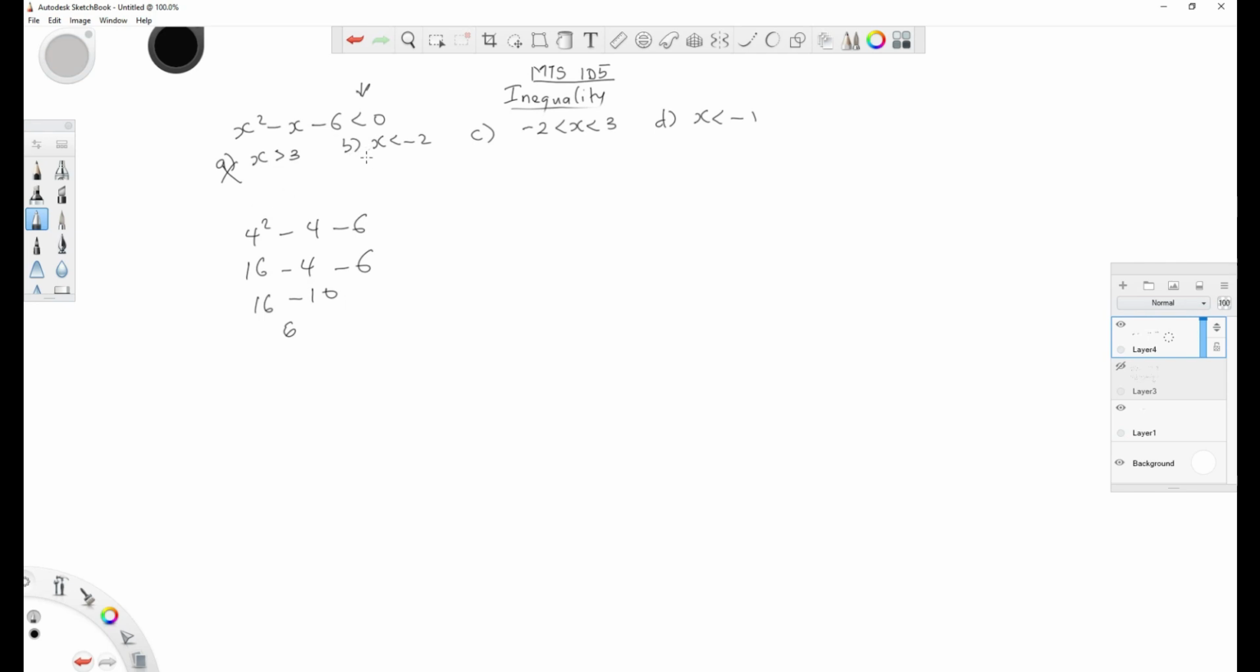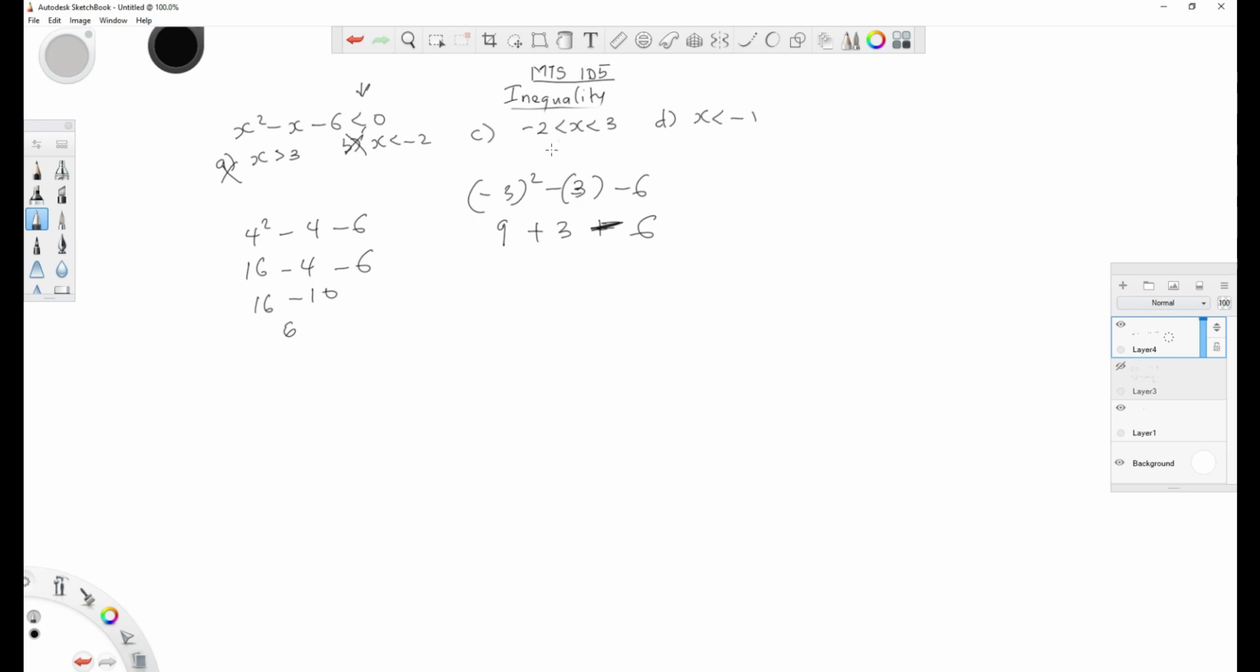You are talking of minus 3, minus 4, and the like. So let's put minus 3. Minus 3 square, minus 3, minus 6. This is 3 times 3, 9, isn't it? Plus 3. Oh, this is not less than 0, because what I'm seeing here will give greater than 0. So this is not the answer.